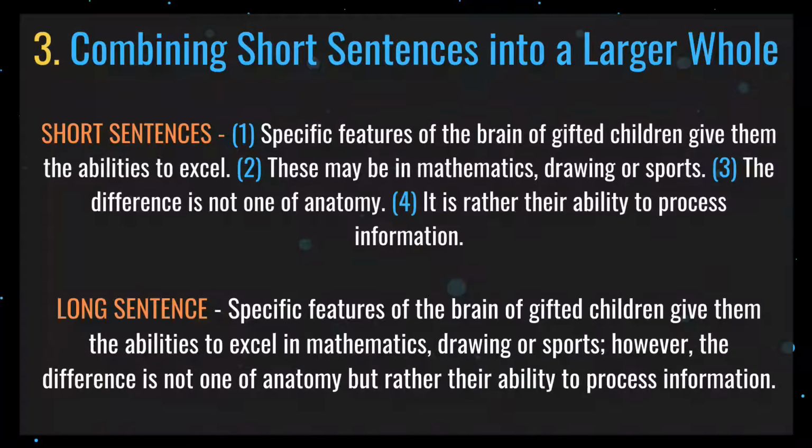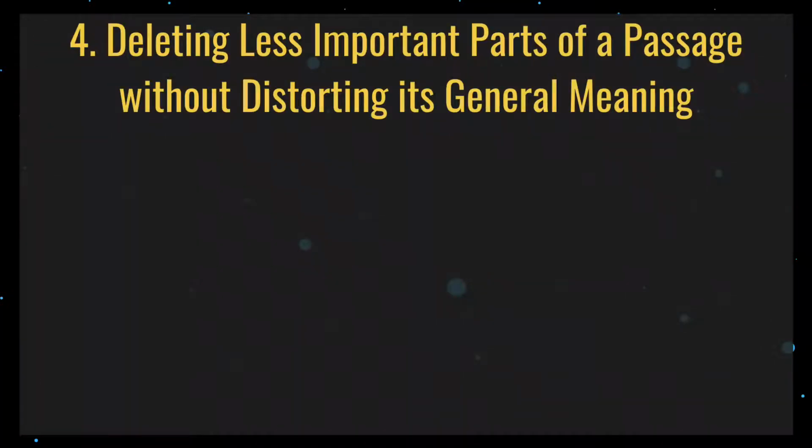One long sentence. Specific features of the brain of gifted children give them the abilities to excel in mathematics, drawing, or sports. However, the difference is not one of anatomy, but rather their ability to process information. Notice the use of a conjunction and necessary punctuation marks. Number 4. Deleting less important parts of passage without distorting its general meaning.